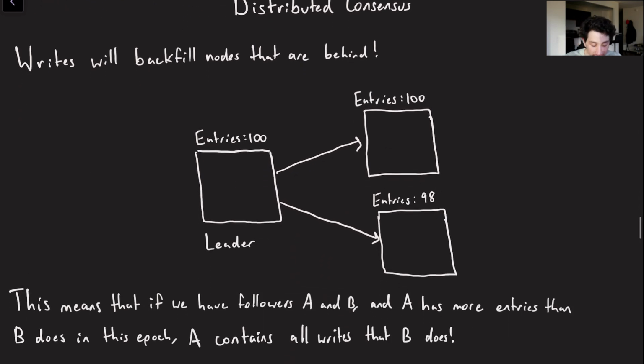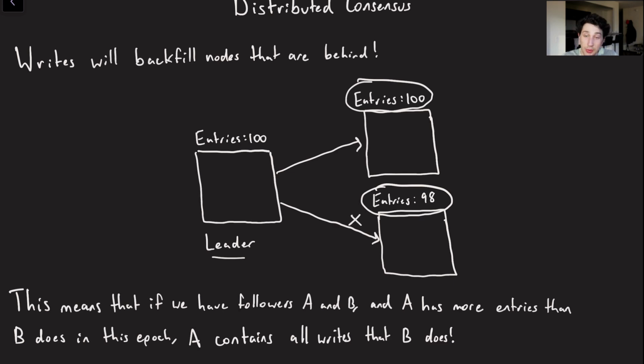Cool. Step number 2 is that another nice aspect of writes in our distributed consensus algorithm is that writes will actually backfill nodes that are behind. What does that mean? Let's say we've got a leader again, and 2 followers on the right, and this follower is completely up to date with the leader, and this follower is behind. If the leader sends a proposal for a write to this follower, it will actually reject that proposal until the leader begins to send more old entries.